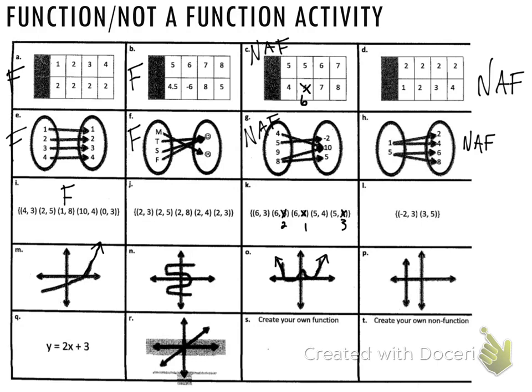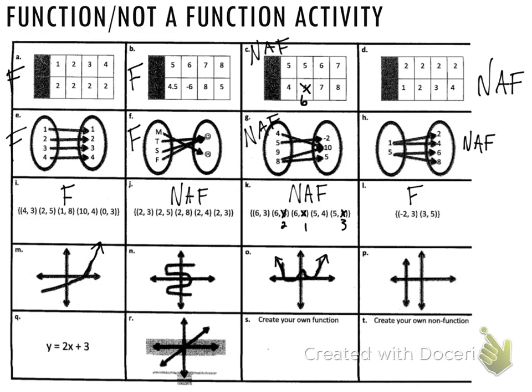What about letter J? Not a function. I have one x value repeating multiple times. What about letter K? Not a function. Multiple x values repeating. 6, 6, 6, 5, 5. What about L? Function. There's only two ordered pairs here, but do I have any x values repeating? Nope, so I know this is a function. Any questions about our sets of ordered pairs?